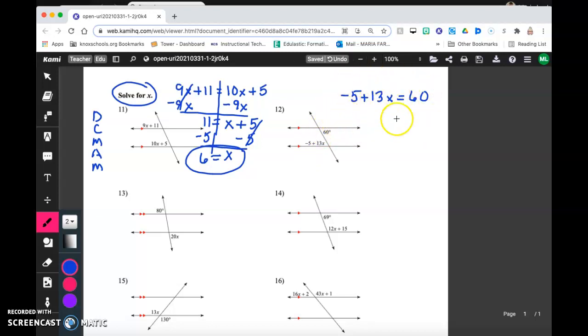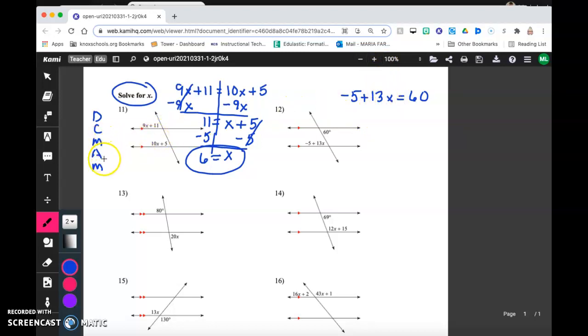And then once you have it set up, you're just going to go through those "don't call me after midnight" steps. D is for distribute. We don't have to do that because we don't have parentheses. C is combine like terms. Well, -5 and 13x are not like terms, so we can't combine them. And then 60 is by itself, so we can't combine anything with that. The M, move a variable. We do not have a variable on both sides. All we have is that 13x here, which means we don't have to move a variable either.